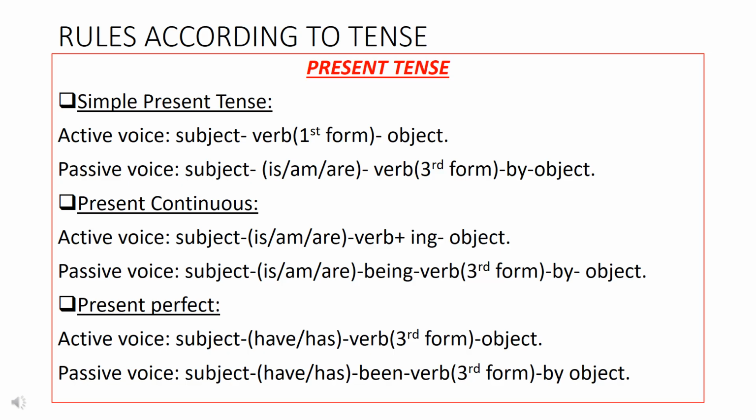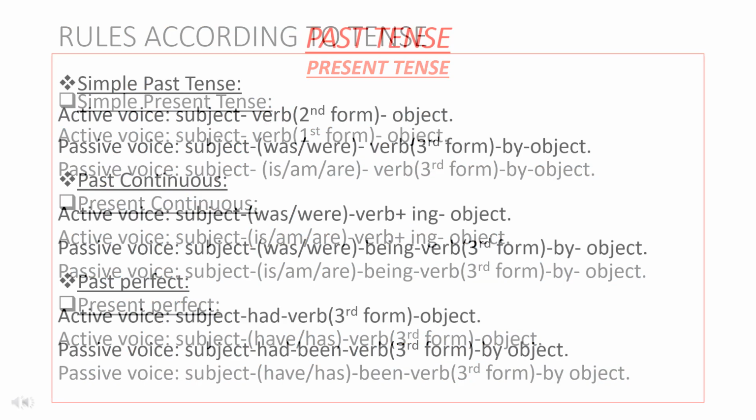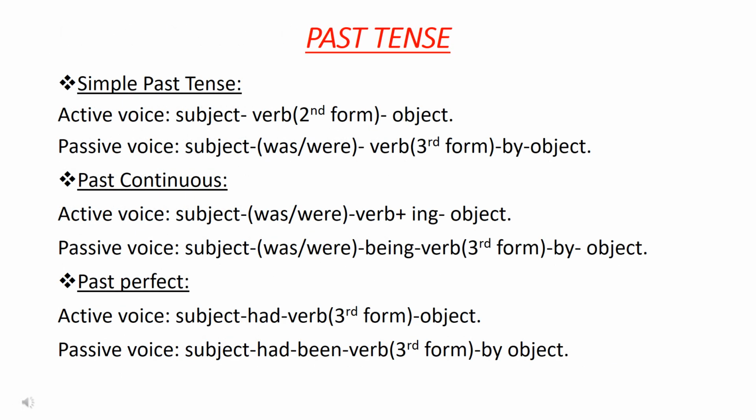Similarly, in present continuous tense you can see the sentence format, and in present perfect tense you can see the sentence format here. Similarly, in past tense, there is simple past tense, past continuous tense, and past perfect tense. You can see clearly the sentence format here of the active voice and the passive voice. What you have to do is simply put the sentence according to the format presented here.